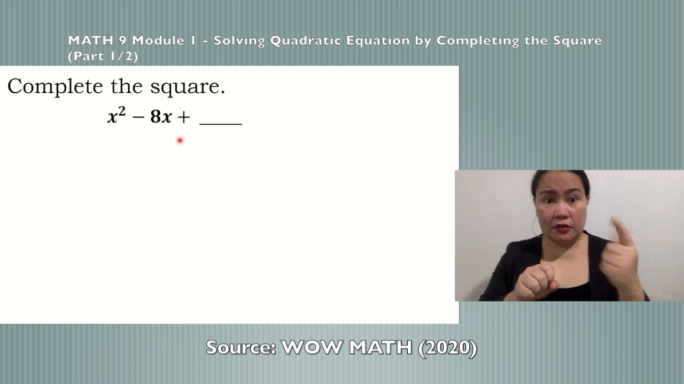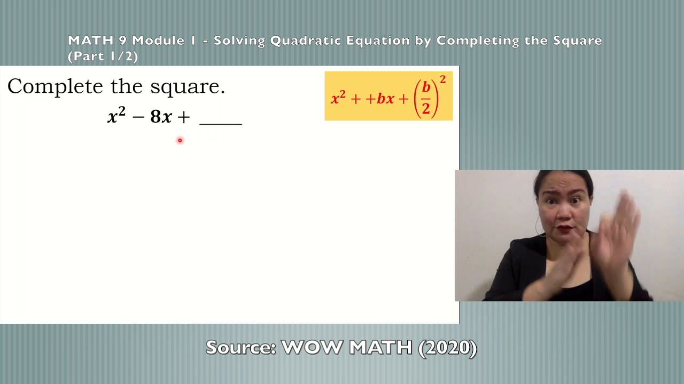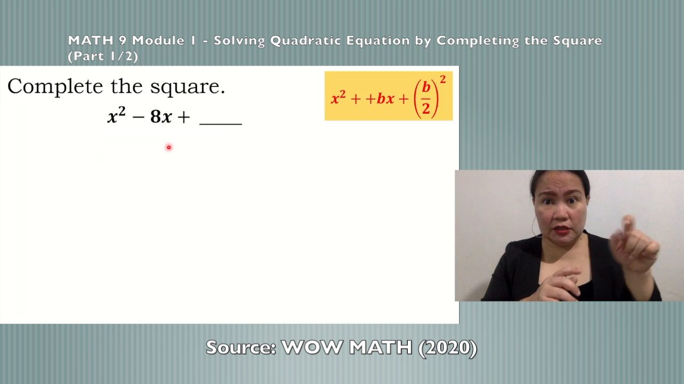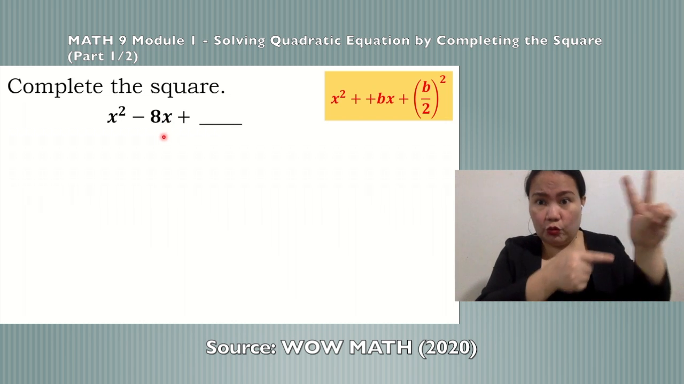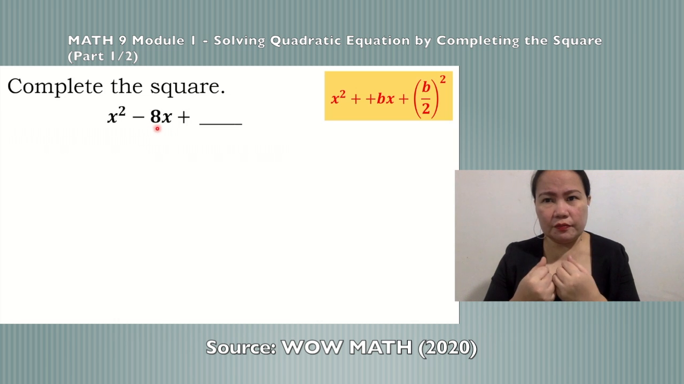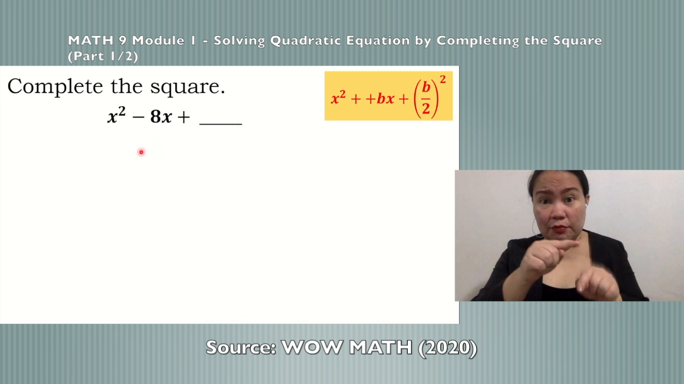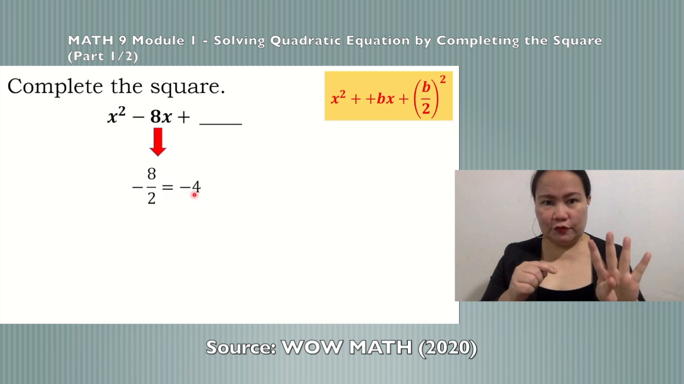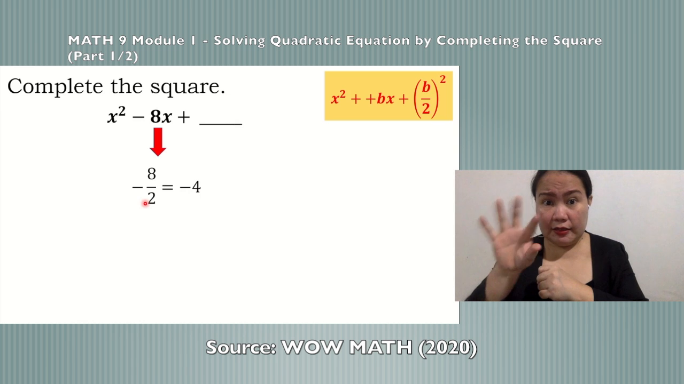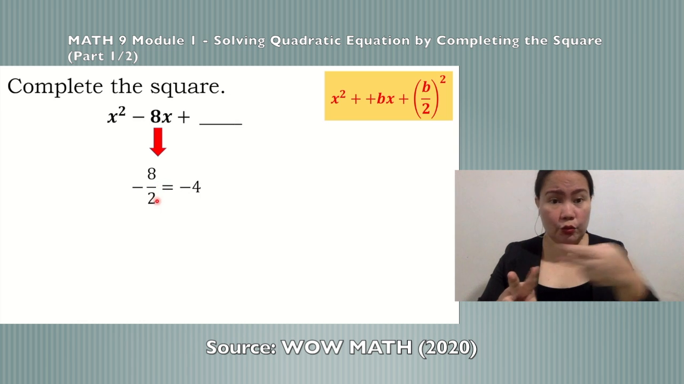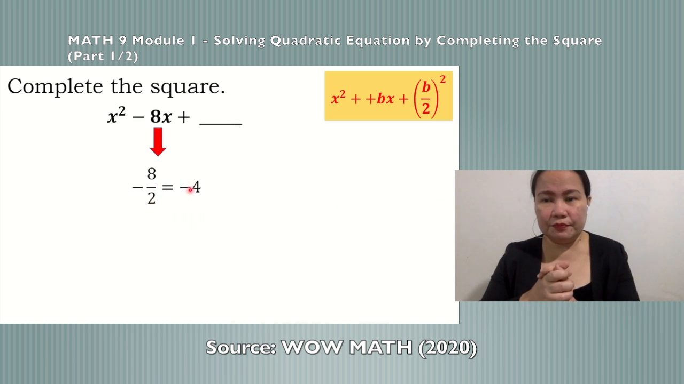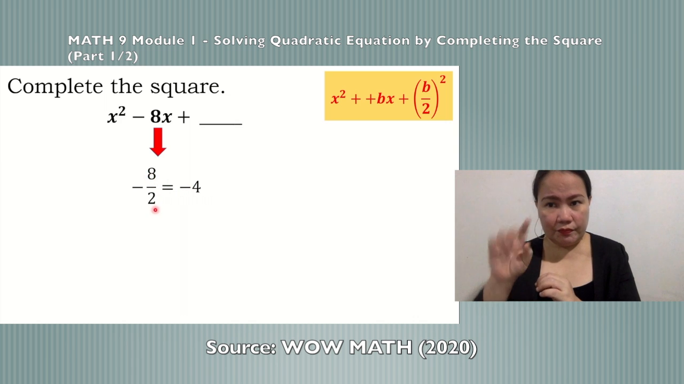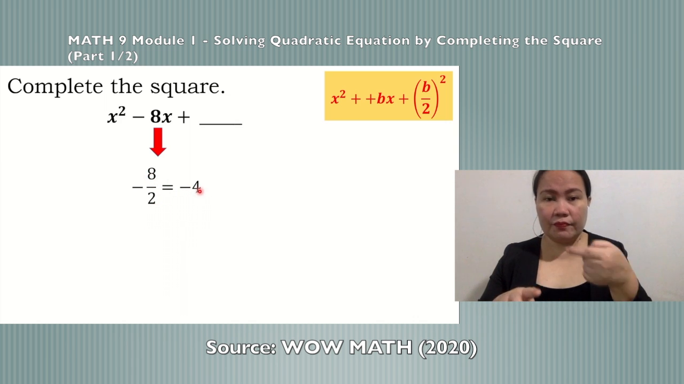So, gamit yung kaninang equation, kunin natin yung value ng b. So, ano ba yung value ng b dito? And that is negative 8. And then, i-divide natin sa 2. So, negative 8 divided by 2 is equal to negative 4. Pagkakuha natin ng value ng b, then i-divide lang natin sa 2. So, negative 8 divided by 2, the answer is negative 4.